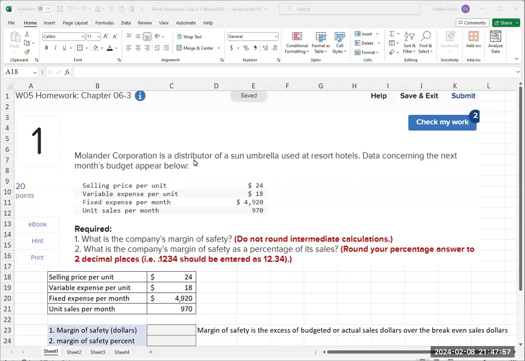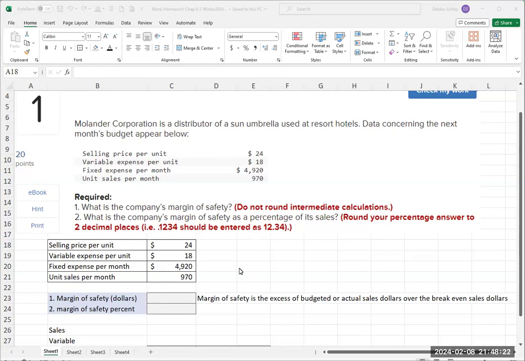Molander Corporation is a distributor of a sun umbrella used at resort hotels. Data concerning the next month's budget appear below. And they give us the selling price per unit, variable per unit, total fixed, and the number of units sold in the month. And they want to know what is the company's margin of safety. That's the first one.